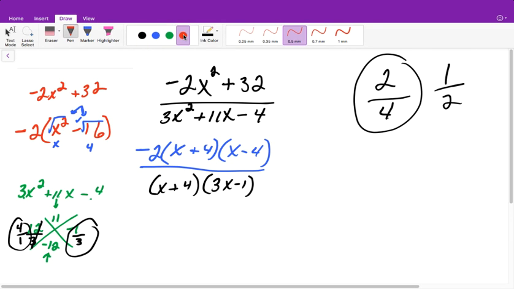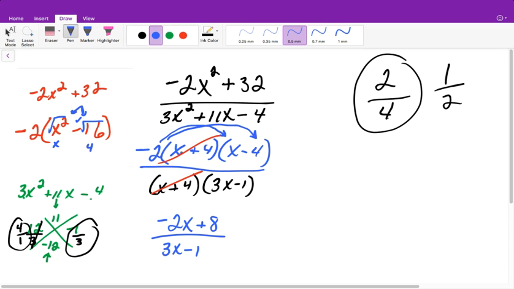Right? Then we look and see, are there any factors that we can cancel? Well, we can cancel the x plus 4 and the x plus 4. And remember, in any of your problems, you will always have to multiply your numerator in. So you can't leave your numerator factored. You can leave your denominator factored, but not your numerator. So this negative 2 will get multiplied into the x, so it's negative 2x. And this negative 2 will get multiplied into the negative 4, so it's plus 8, all over top of 3x minus 1.